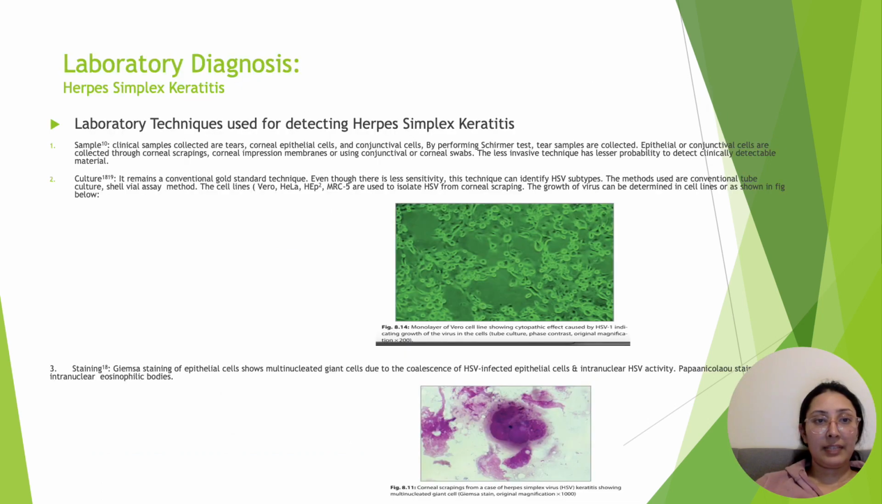So the laboratory techniques start with the sample collection. It could be a sample like corneal or epithelial cells, and it could go for culture. So here we can see the figure of the staining of the culture showing the viral activity, and we can also see staining showing the giant multinucleated cells.